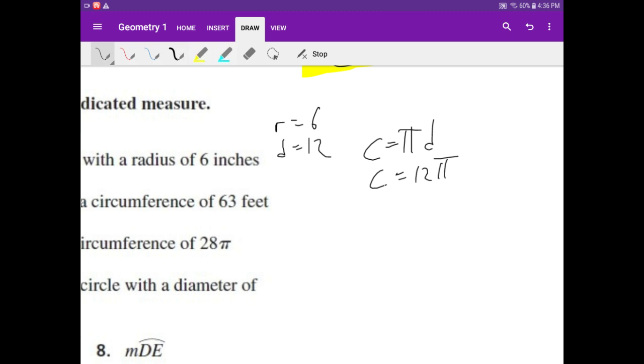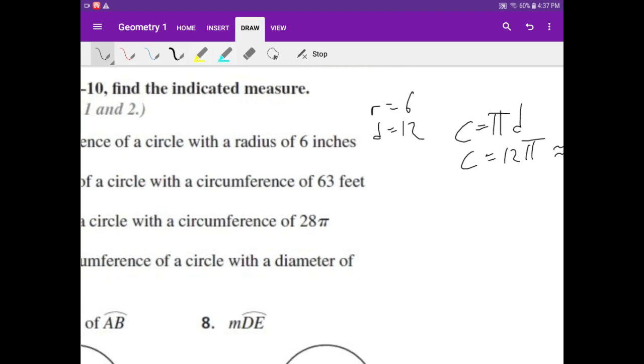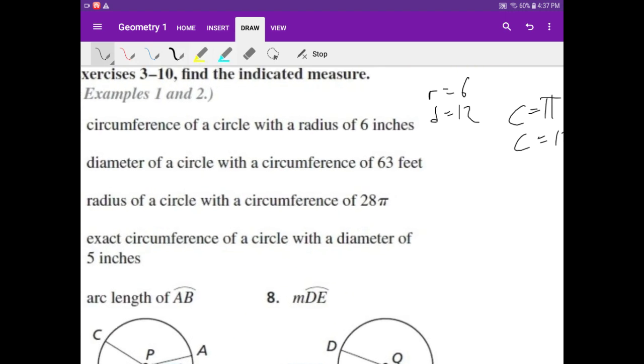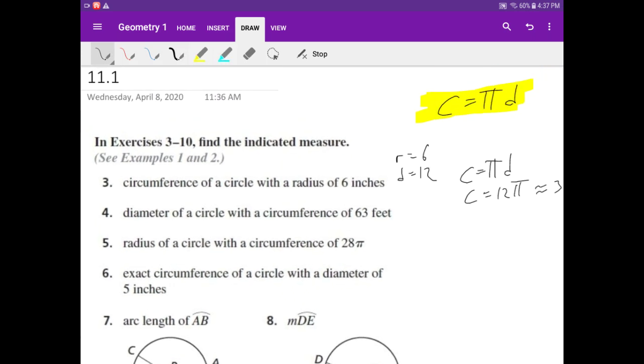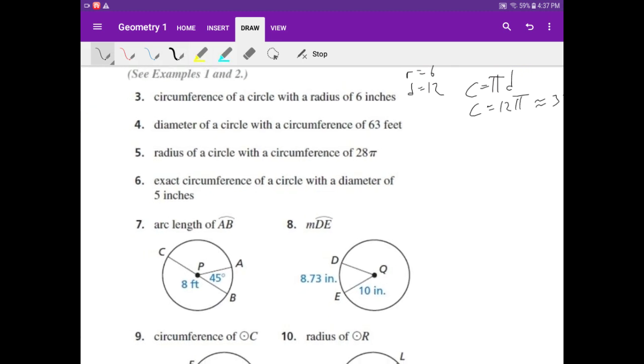If you want that as the decimal answer, you just do 12 times pi, which is approximately 37.7. This is the formula you use for these first few. Sometimes you'll be solving for B, sometimes you'll be solving for C, but if you have one, you can find the other.